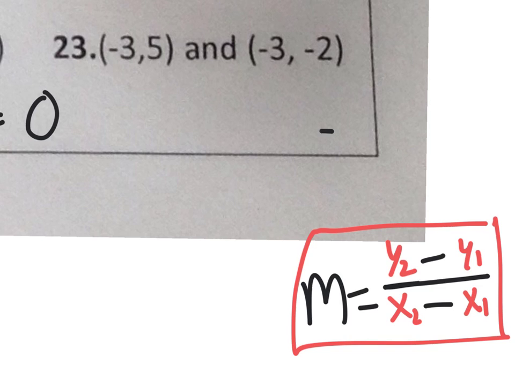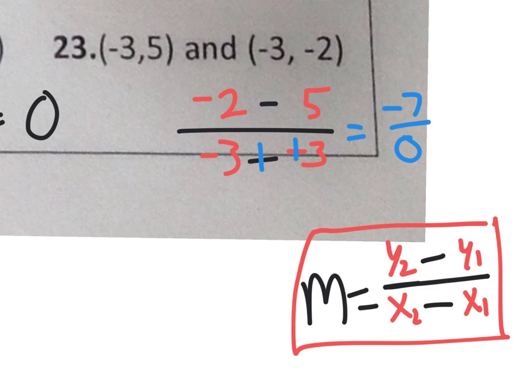And for the final one, when you do the formula, you're going to have y2 minus y1. That's -2 minus 5. Okay? And then x2, which is -3, minus x1, which is -3. And when you do the minus minus change to a plus plus, you will see that you end up with -7 over 0 as an answer. And I cannot accept that as a final answer, because anytime you have 0 underneath, the answer is undefined.